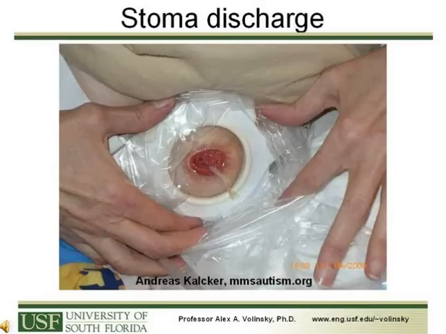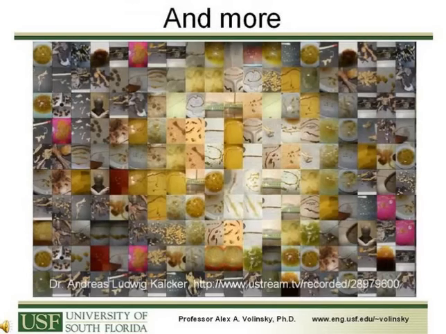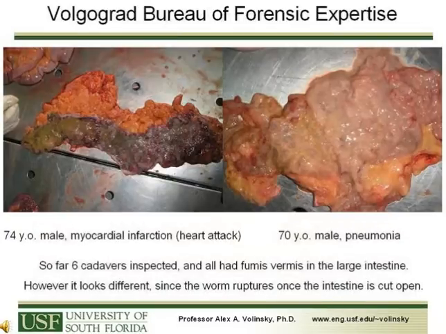And a database. They have it on Dropbox, and I'm grateful that they gave me access to that. Six patients, or six cadavers, were examined in Volgograd. There are two cases here: a 74-year-old male who died of a heart attack, and another man who died of pneumonia, late in age.